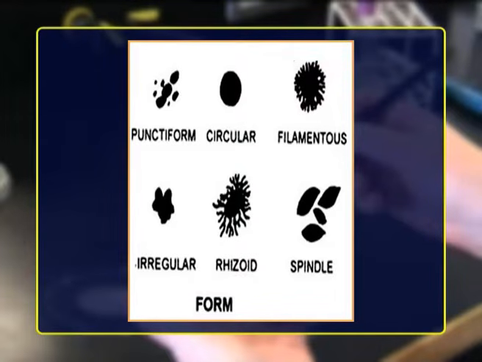Filamentous, a type of form in nutrient agar plates wherein colonies are composed of long, interwoven, irregularly disposed threads. Next is irregular, a type of form in nutrient agar plates, with an indented peripheral edge. Rhizoid, a type of form in nutrient agar plates with root-like spreading growth. Spindle, a type of form in nutrient agar plates, spindle-like, bulged at the middle while pointed at the ends.